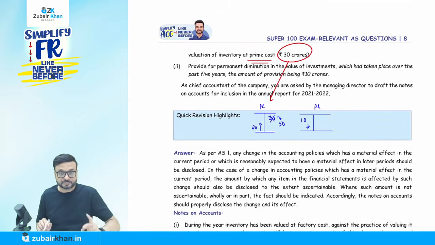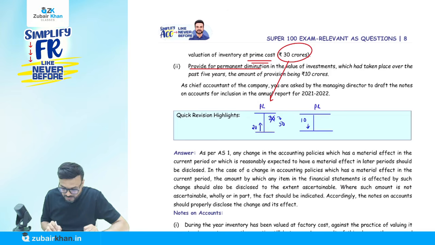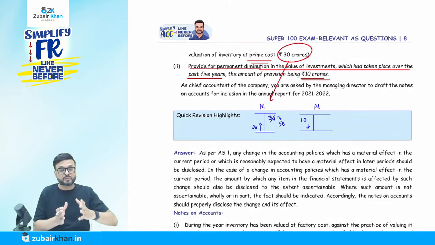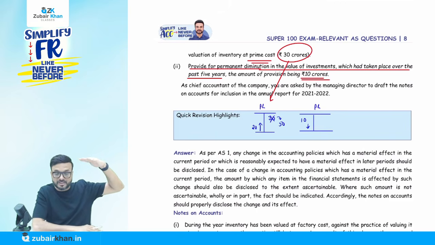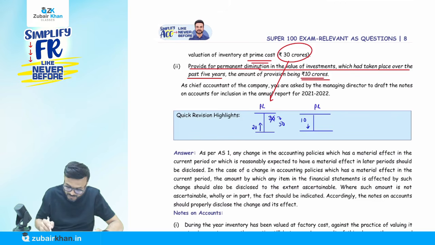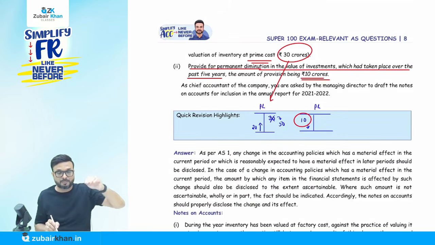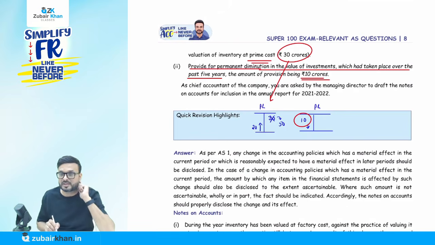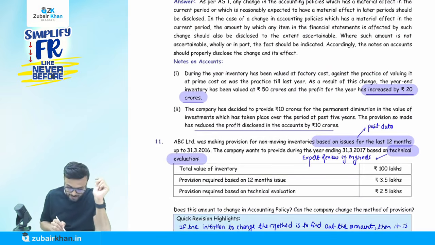Okay. Now, second, provide for permanent diminution in the value of inventory which had taken place over the past 5 years, the amount of provision being 10 crore. Now, there is a permanent diminution in the value, going down over the last 5 years. But actually, we recorded it during the current year only. So you recorded it in the current year as an expense. P&L account debited, your profit will go down. Because of this change in accounting policy, suddenly you have to record from the last 5 years, and because of that, your profit will go down. So you can see, reduce the profit disclosed in the accounts by rupees 10 crore.